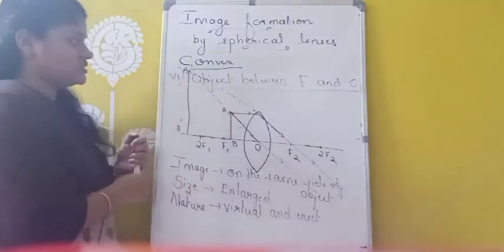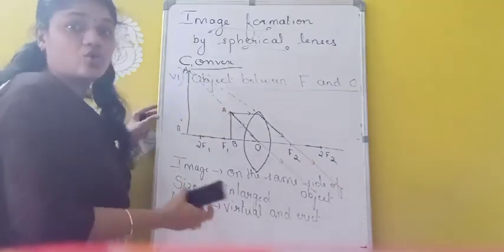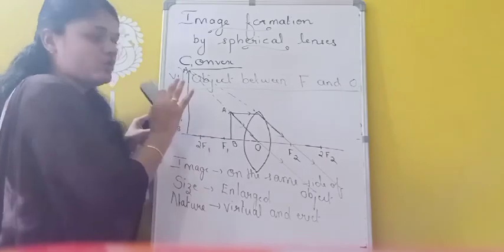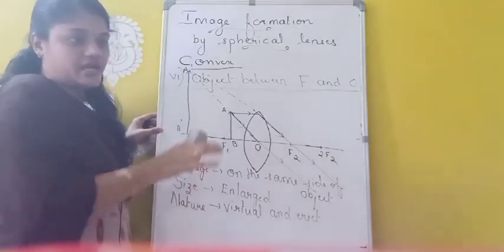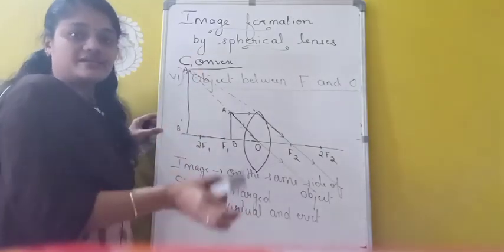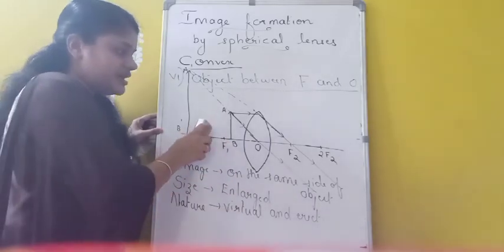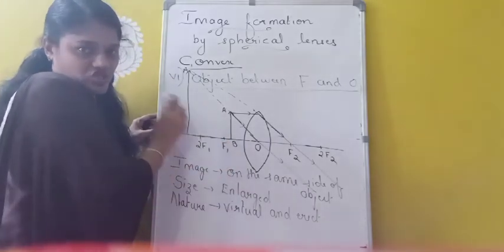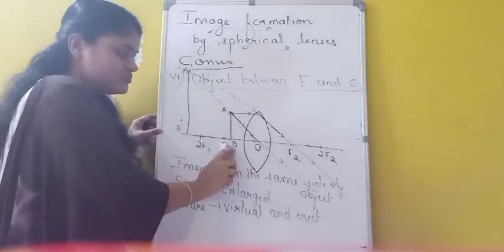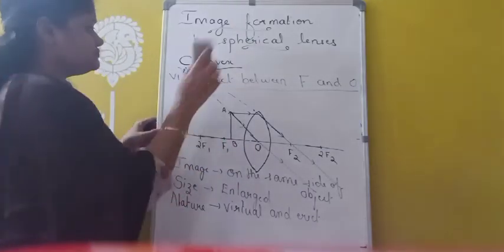So this is the last condition. Now in the case of which one? Concave lens. So for this convex lens, we have how many ray diagrams? 6 are there. In the first 5 ray diagrams, we are getting a real inverted image. And only in the last condition, we are getting which one? Virtual image. That is when the object is between focus and optic center.